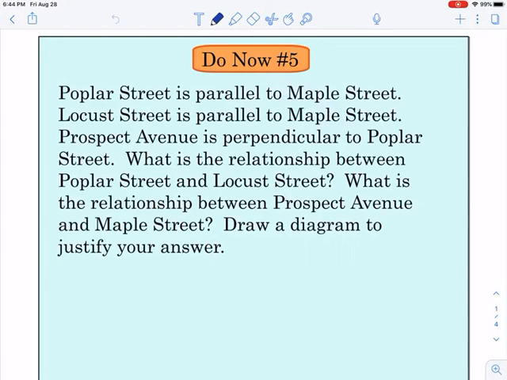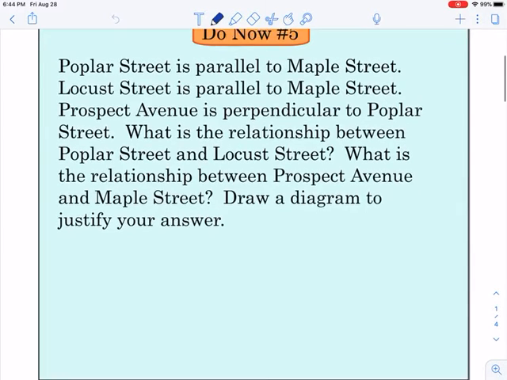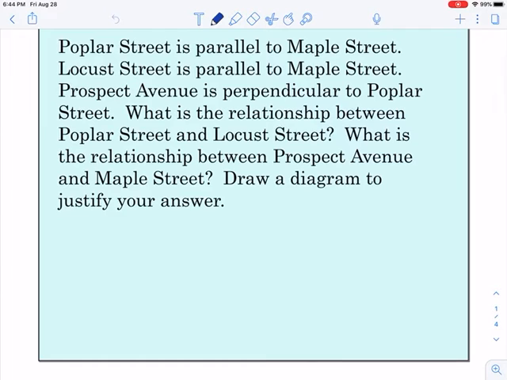It's always easier anyway to draw a diagram, especially when you have nothing but words. So let's draw our Poplar Street and Maple Street that are going to be parallel. There's Poplar. And my second street that's parallel. That's definitely parallel, though they'll never intersect. Terrible drawer. Okay, and those two streets are parallel.